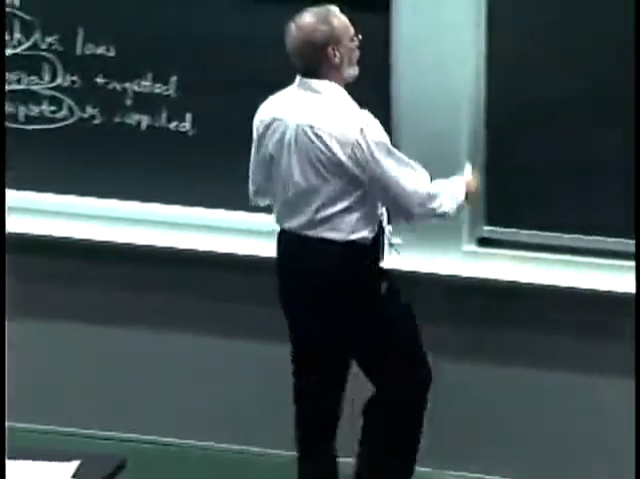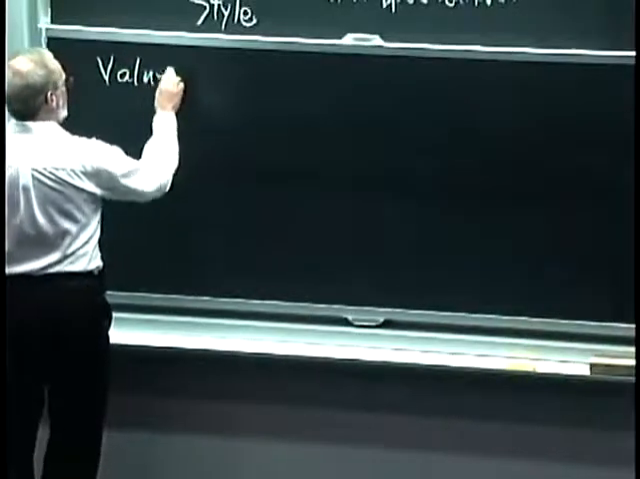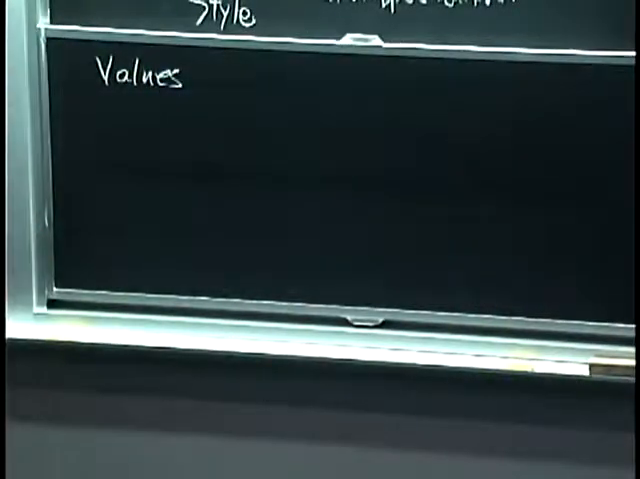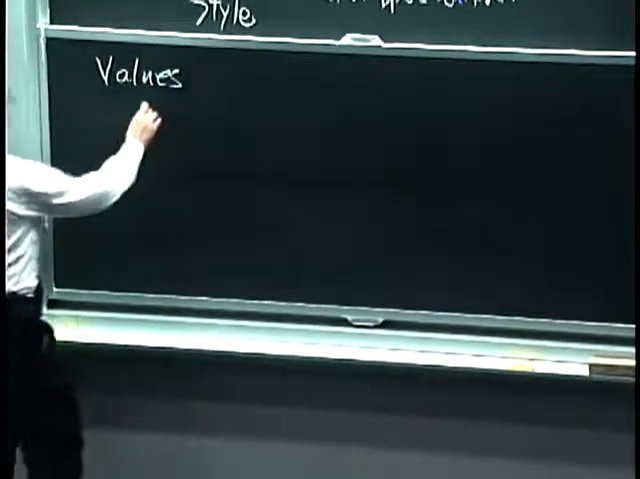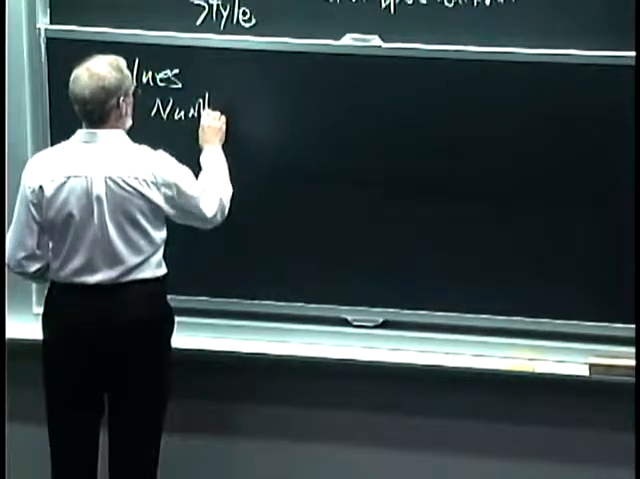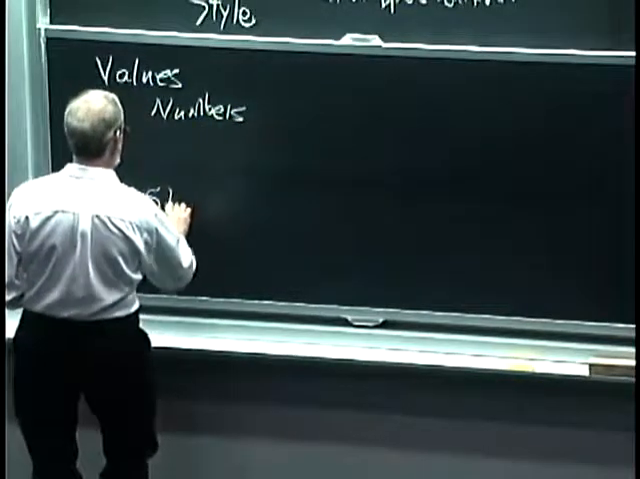So, simple parts of Python. In order to create any kinds of expressions, we're going to need values. Primitive data elements. And in Python, we have 2 to start with. We have numbers, and we have strings.